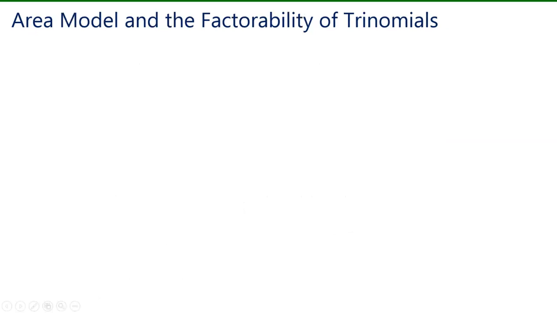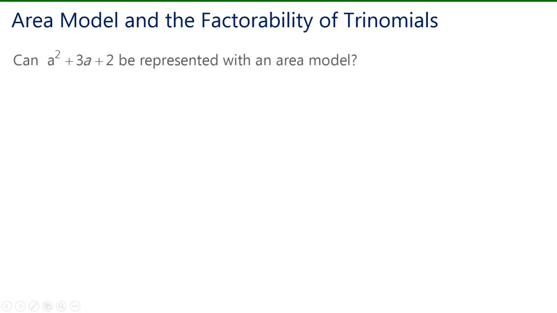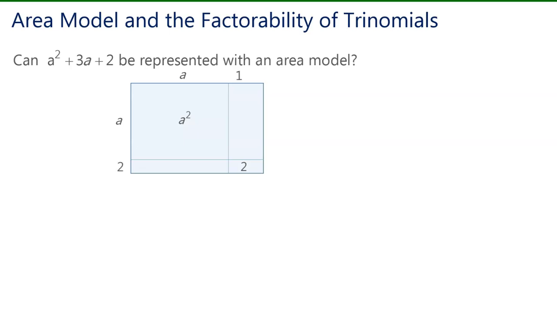Let's look at another example. Can a squared plus 3a plus 2 be represented with an area model? Lay out a rectangle. A squared goes in the upper left-hand corner. The only two factors are a and an a. The constant term 2 goes in the lower right-hand corner. The only factors for 2 are 1 and 2. Filling out the other areas, we get a 2a and an a. This gives us a squared plus a plus 2a plus 2, which can be factored as a plus 1 along the top times a plus 2 along the side.